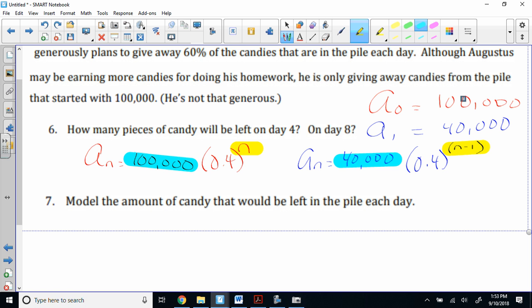The 100,000 represents the beginning, right? In the beginning, how much did we have when we began, before we started divvying out? And then the 40,000 means at the end of the first day, right? Y'all with me? Well, I just told you that, right? So, how much is left on the fourth day?